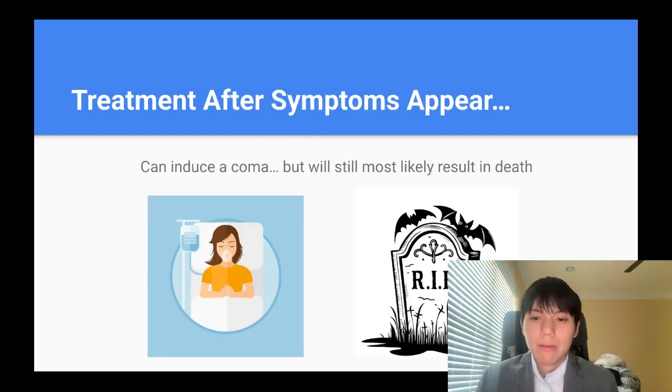Once symptoms appear, there is really nothing that can be done. Rabies is 100% lethal after symptoms show, and the only primary treatment is to medically induce a coma to reduce those symptoms, such as excitability, while administering antiviral drugs during that coma. Even then, after they wake up, the rest is up to luck.